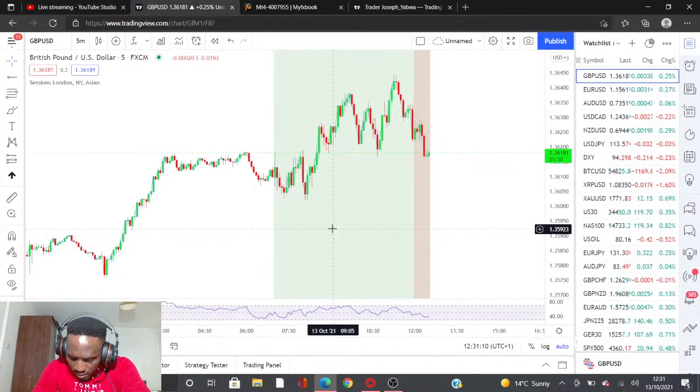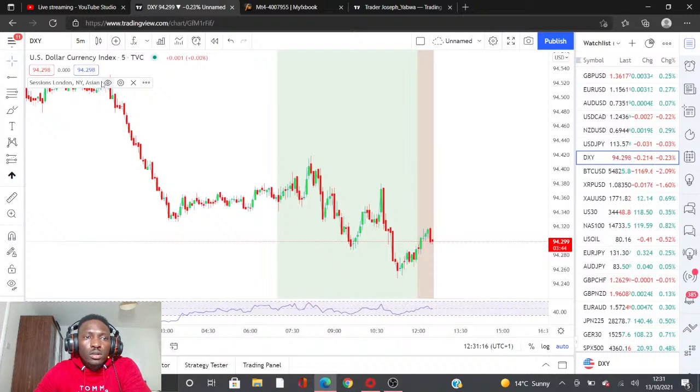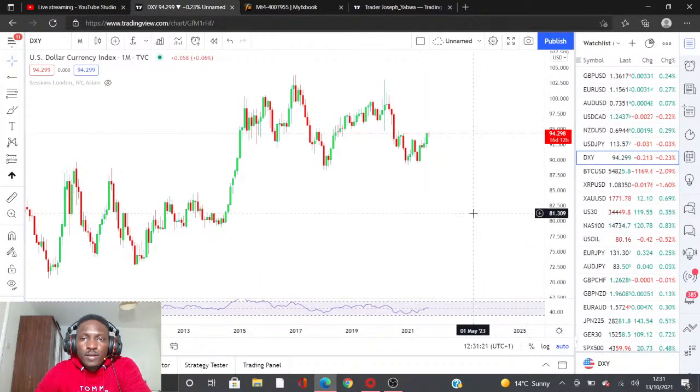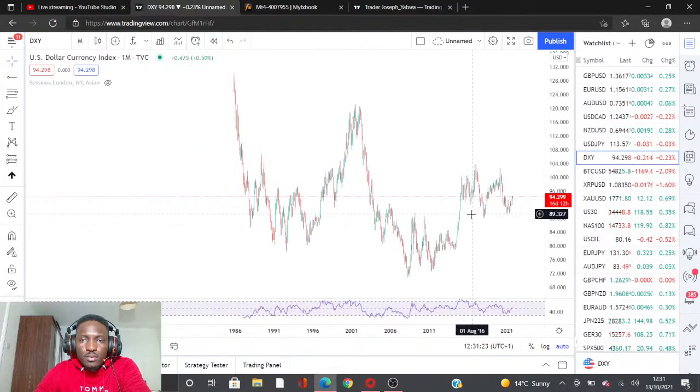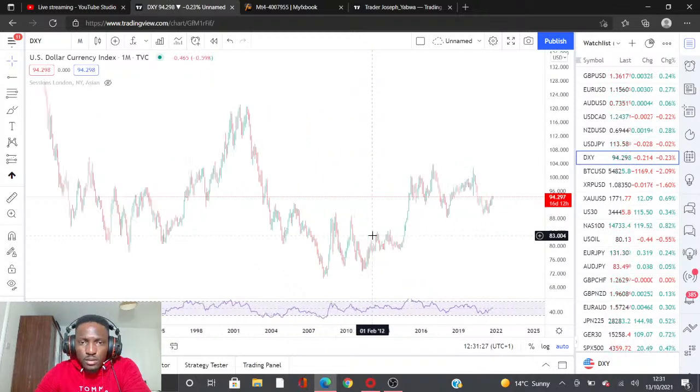Monthly DXY, I see an inverse head and shoulders. Do you see that? So back to DXY we go. Looking at the monthly chart, you see an inverted head and shoulders.